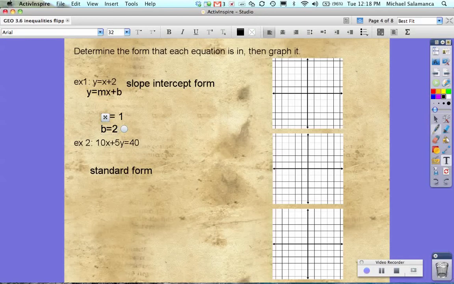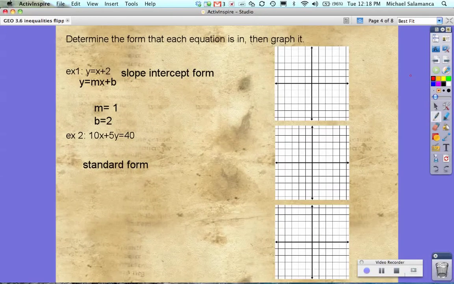So the way that this works in terms of graphing is we plot the y-intercept, which in this case is 2. So 1, 2.